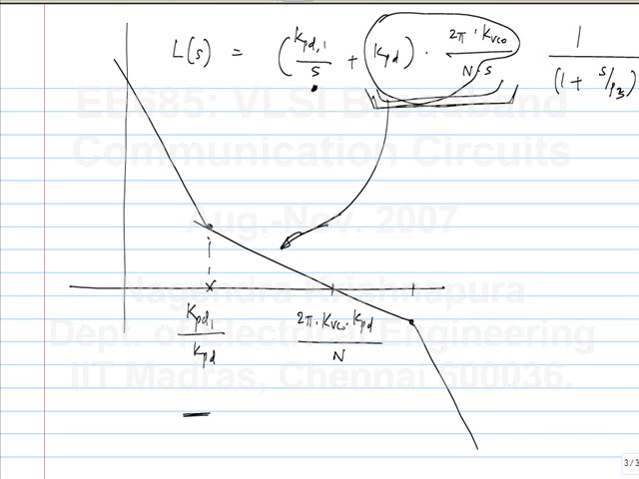And for it to be useful, this omega ref or 2 pi times f ref must be somewhere here. It's only then that this extra pole, this P3 will give you additional attenuation, right? If your omega ref was here, then it's not doing anything for you, okay?